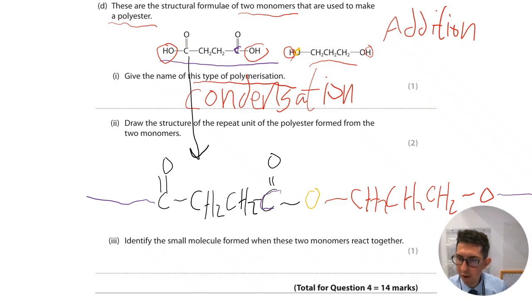There's no need for brackets because this is a repeat unit. If it asks for the polymer structure, we would add brackets and n. No need for that. This is the repeat unit. We are done. Identify the small molecule formed when these two molecules join together. So in condensation, I already said, the molecule formed is water, or H2O would also be accepted.